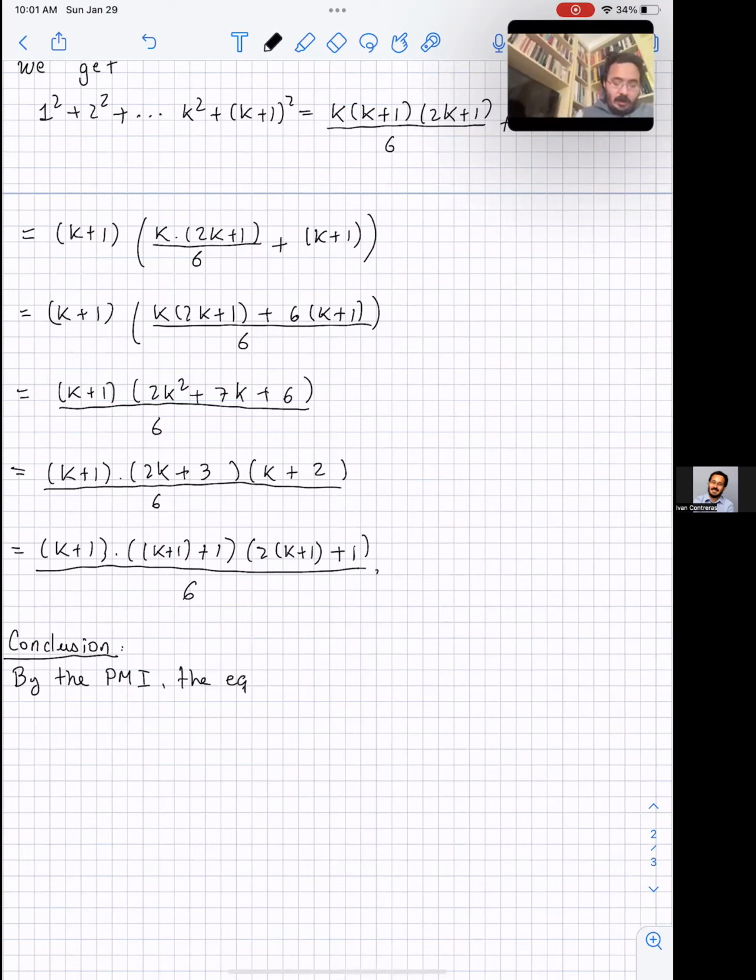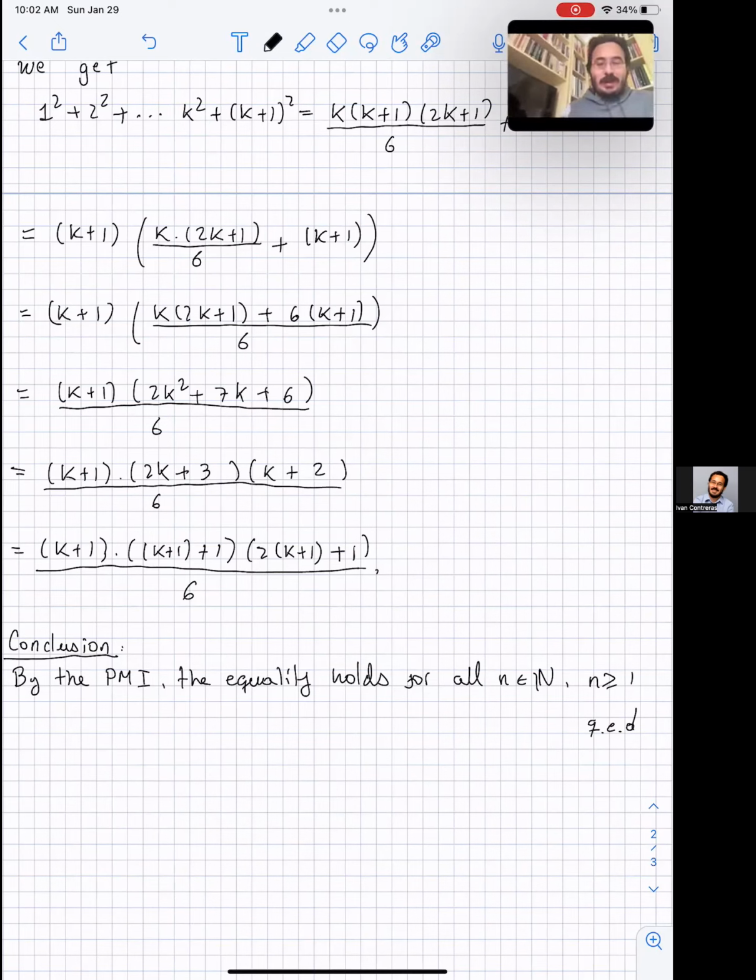The equality holds for all n in the natural numbers, n greater than or equal to 1. And I don't know about you, but I get very excited to choose the way that I finish my proof. I use a little box. That's one way. If you feel more comfortable, you can remove it and write Q E D, quod erat demonstrandum. That's Latin for I'm done, and what's next.